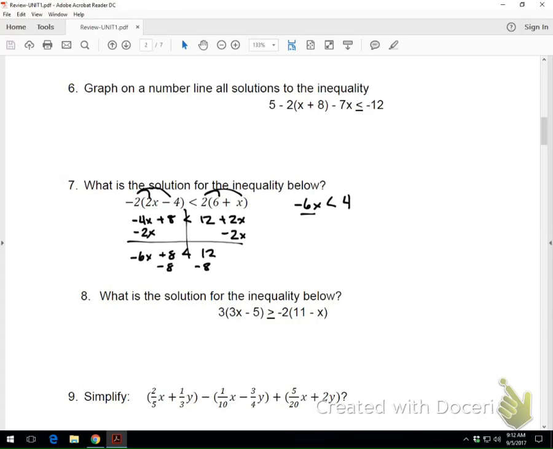What do I do from here? Divide by negative 6, and I get x. Now what's 4 divided by negative 6 become? Negative 2 over 3. And do I flip my sign? Yes. So if that's the case, just do this. Negative 2 over 3. Open circle or closed? Open. Shade to the left or to the right? To the right.